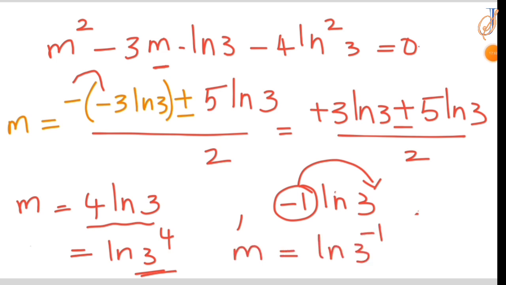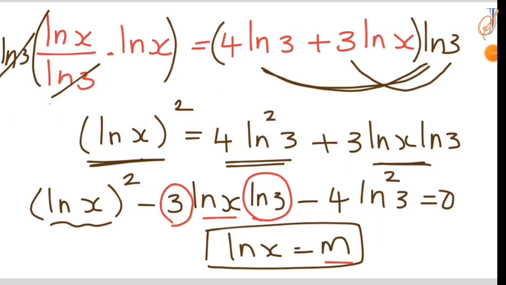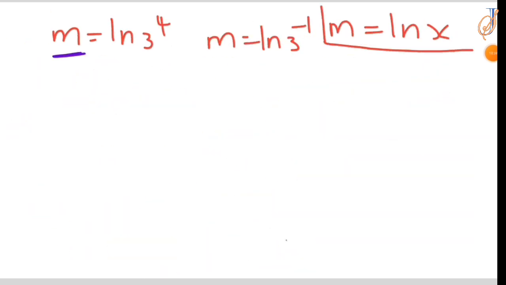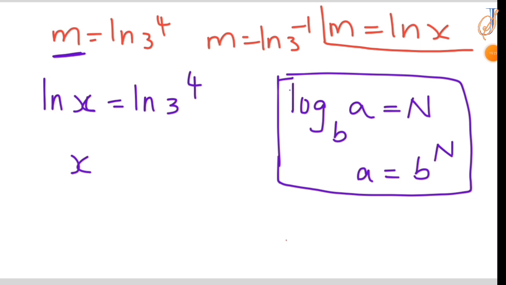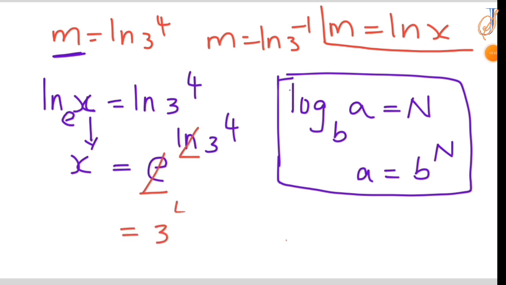So we got two values of m. Now substitute back into our logarithm exponent. We considered m equal to ln x, so instead of m you can substitute ln x equal to ln 3 power 4. Now use one more property: log of a with base b equal to n can be written as a equals b power n. Here ln is nothing but the natural log, so the base is e. So x equals e power ln 3 power 4. The e and ln are opposite functions, so we can cancel these two. We get x equal to 3 power 4.